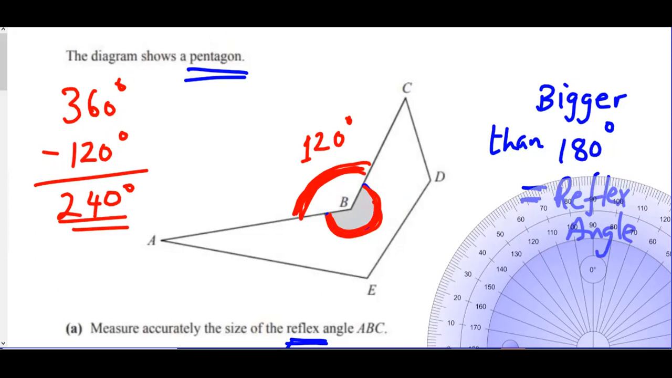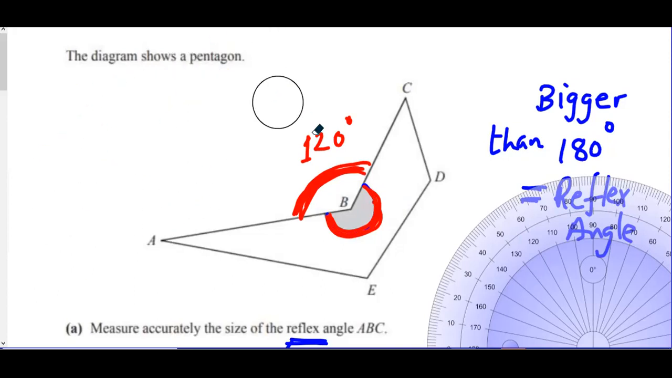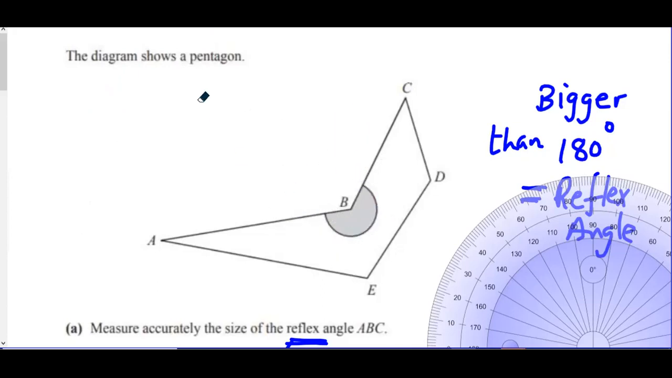So the best idea here is to take a protector and measure this angle here. Okay, so I'm gonna measure this angle. And then once I get to know how much this angle is, I'm going to subtract it from 360 degrees so that I can get the angle required.